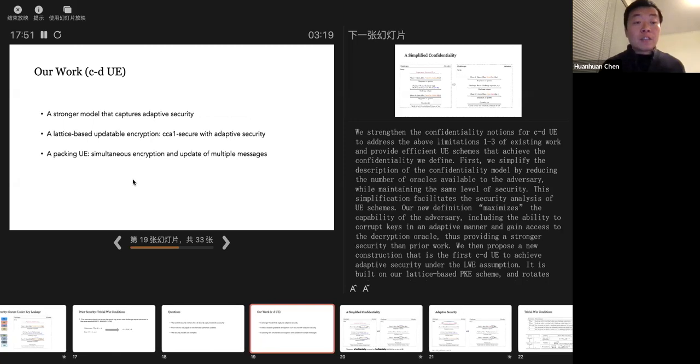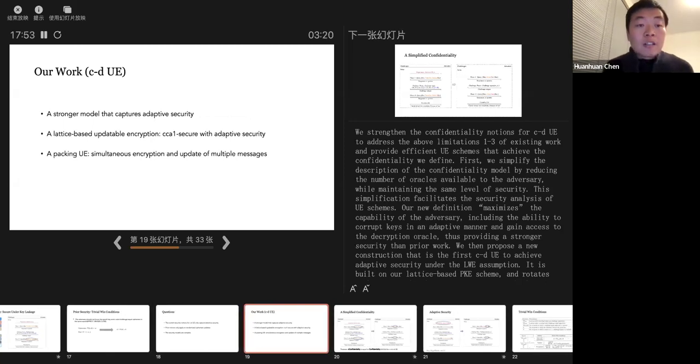Our work first focuses on security, and we propose a stronger security model that captures adaptive security. Our construction is based on lattices, and it achieves the security we defined. And to reduce the cost of update, we also propose a packing UE that allows us to encrypt and update multiple ciphertexts at the same time.